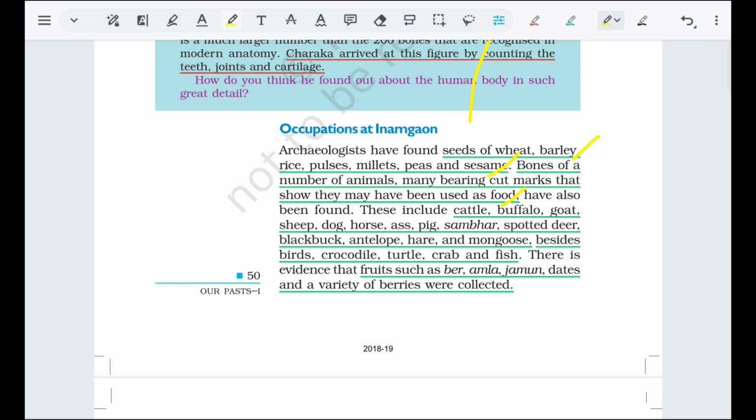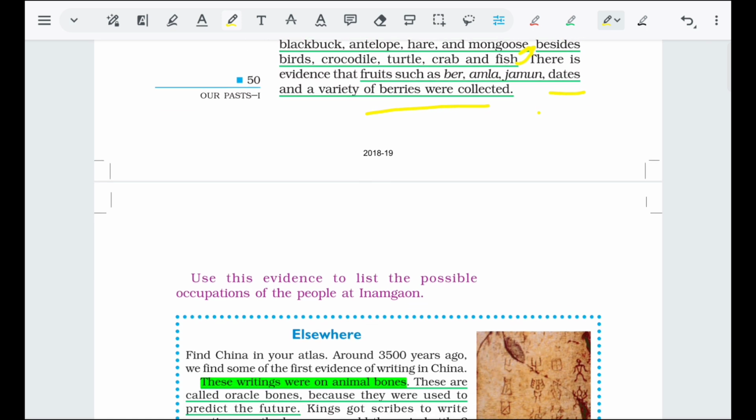We also found cattle, buffalo, goat, sheep, dog, horse, ass, pig, sambar, spotted deer, blackbuck, antelope, hare, and mongoose, besides birds, crocodile, turtle, crab, and fish. So these are the animals whose skeletons or related findings we find in Inamgaon. And fruits such as ber, amla, jamun, date, and a variety of berries were collected here.